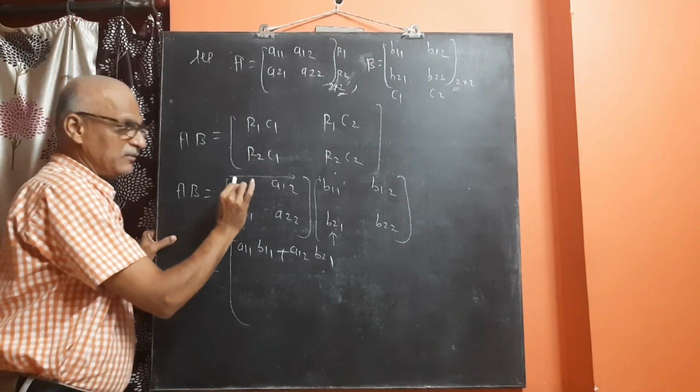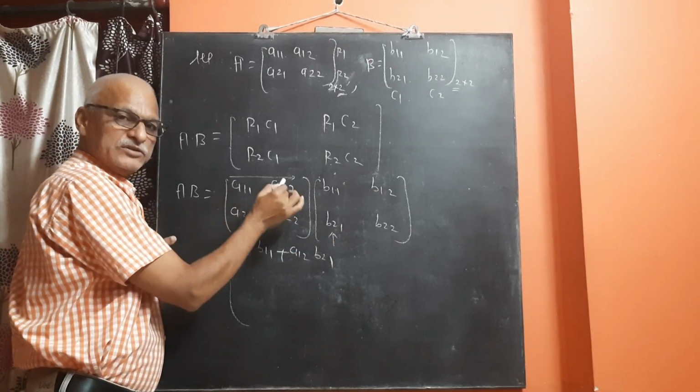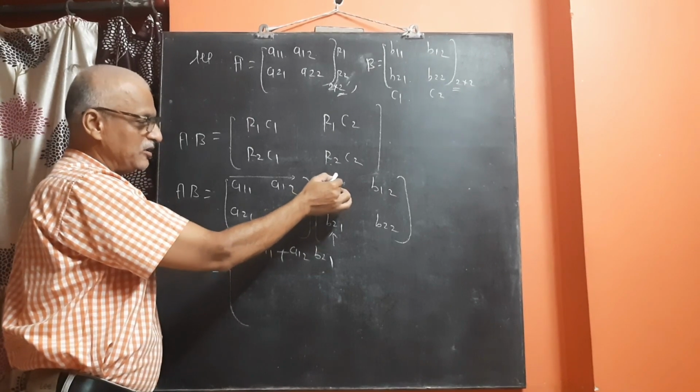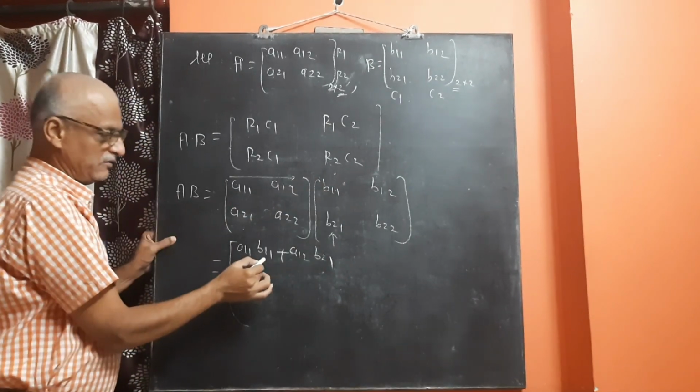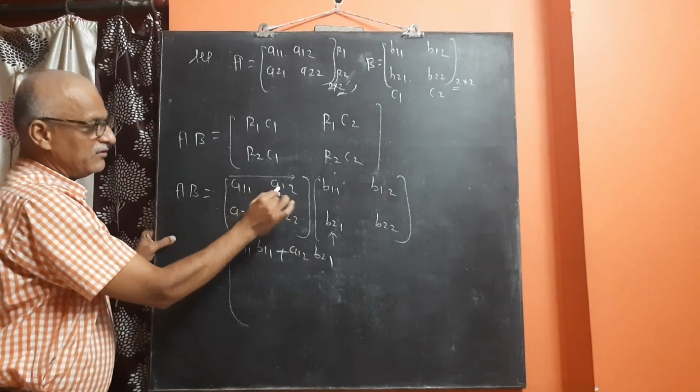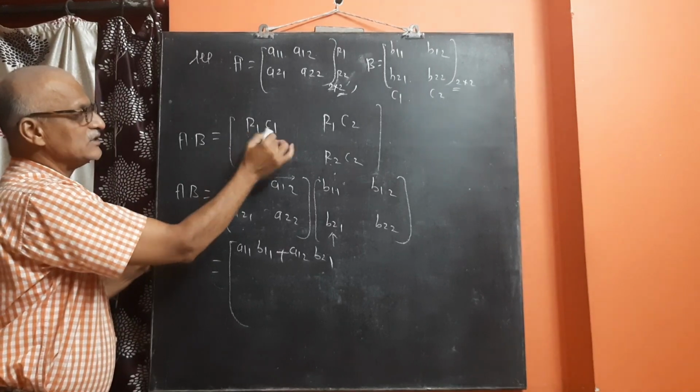We have to multiply the first row with the first column. All the elements of the first row with the corresponding elements of the first column: A11 into B11 plus A12 into B21. This is your completion of R1 with C1.